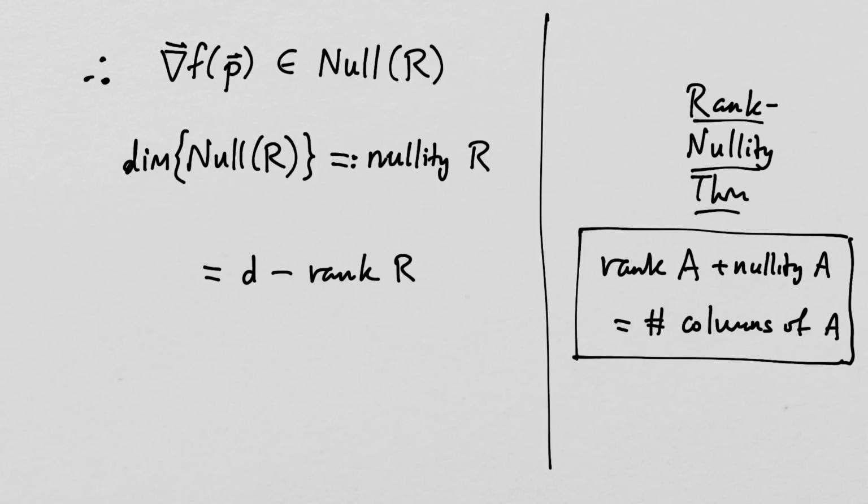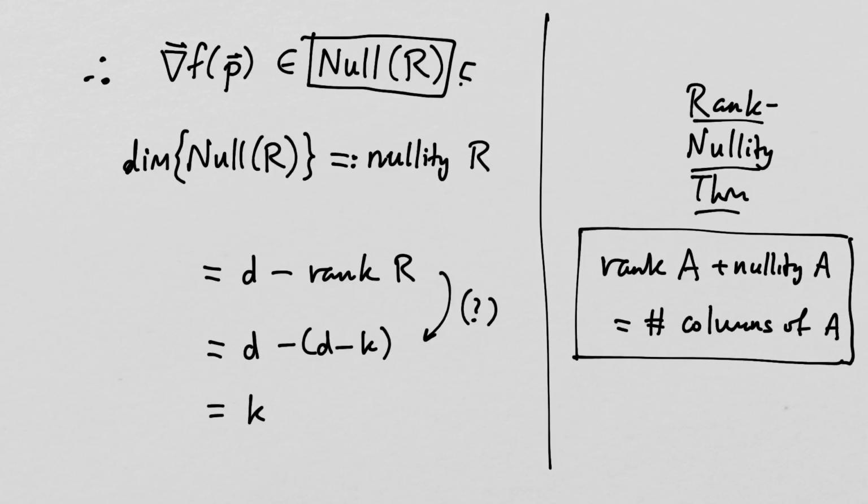Now I want to figure out what the rank of that matrix is right now, so that we can complete this calculation. So let's take a look at that. I claim that the rank is exactly D minus K. But going from here to here, we have to see why. And then the answer is going to be just K. The nullity is going to be K. So this space right here is the vector space. It's, by the way, a subspace of D space.